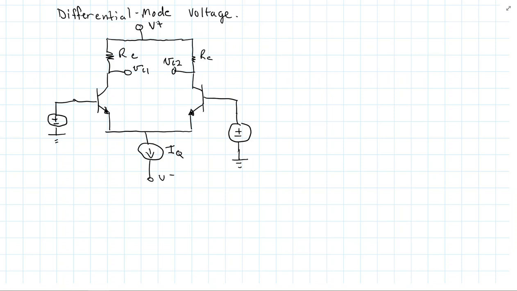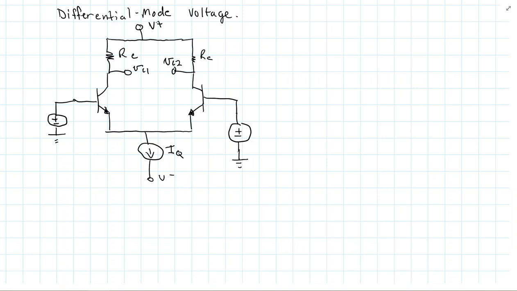Okay, so now we're going to look at this circuit and the differential mode voltage. Now again, we're really looking at a DC analysis still here. We aren't getting into the small signal yet here. We will of course get to that. Once we do the differential mode voltage, we'll go through an example of computing some of these parameters.